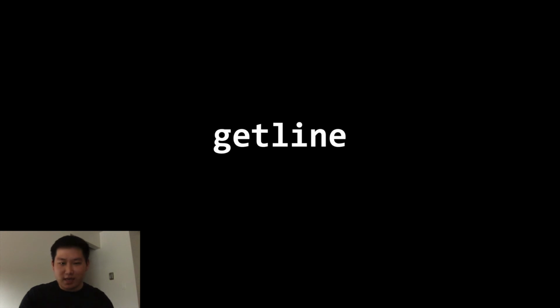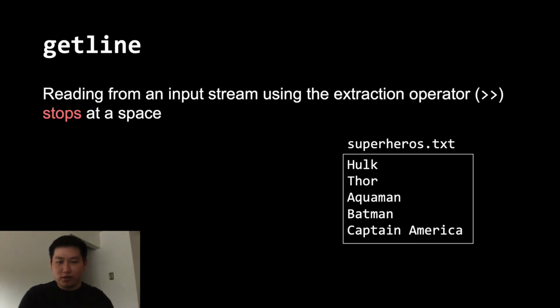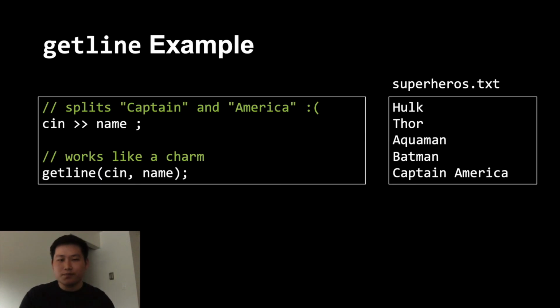Next up is getline. Reading from an input stream, whether it's a file stream or cin, using the extraction operator will always stop at a space. So this might cause a problem here. Suppose we want to read the superheroes shown here on the screen line by line. We'll actually stop after Captain and before America. And that's not a good thing because Captain America is one superhero.